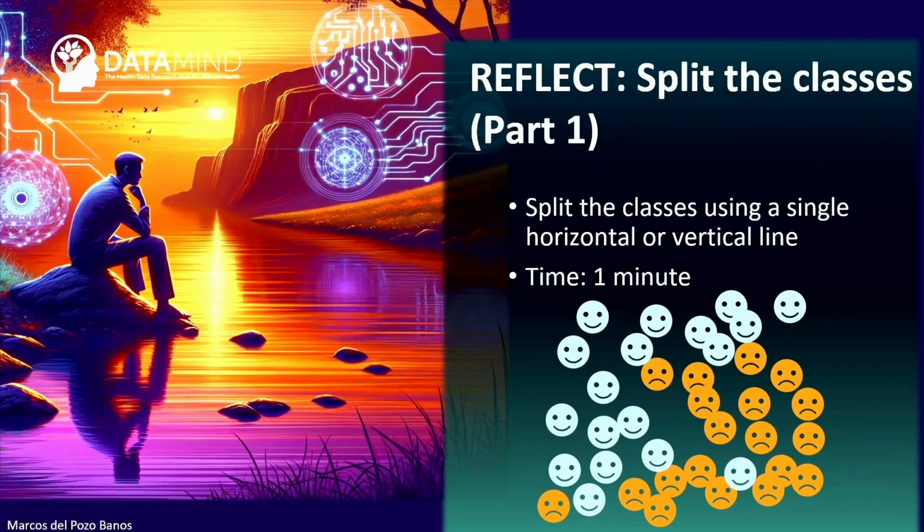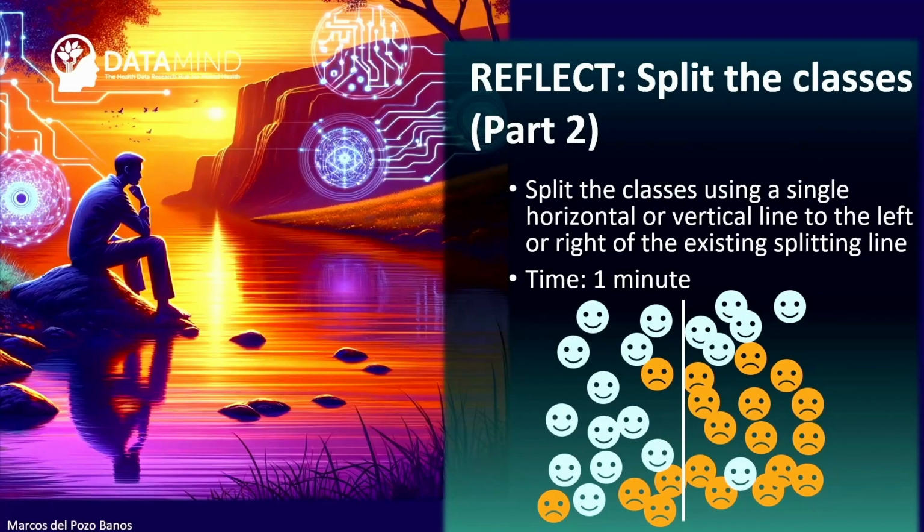Using a single vertical or horizontal line, split the samples into the two classes. Potentially, this is the type of solution that you came up with.